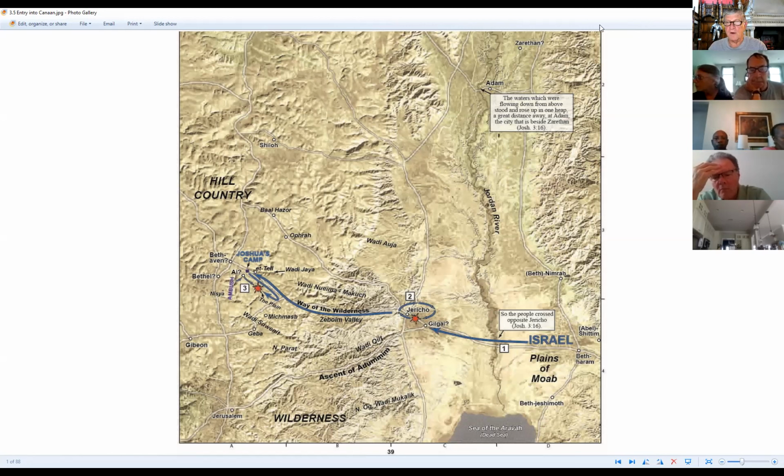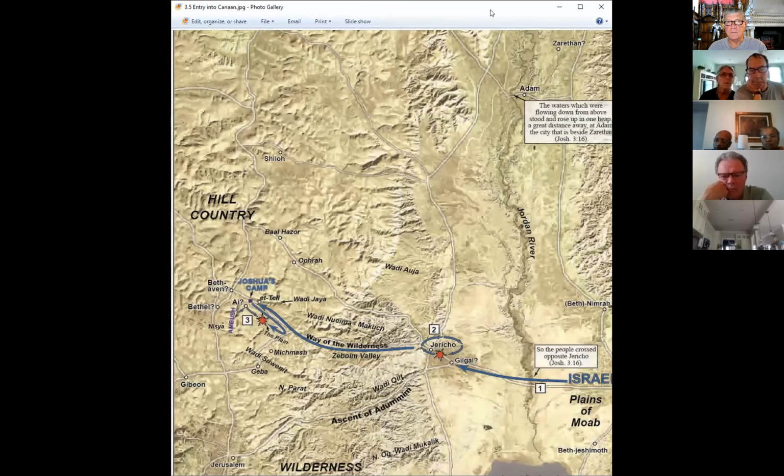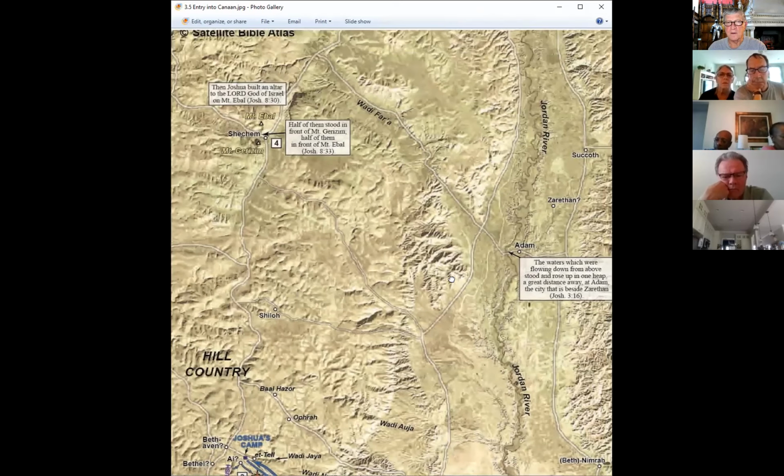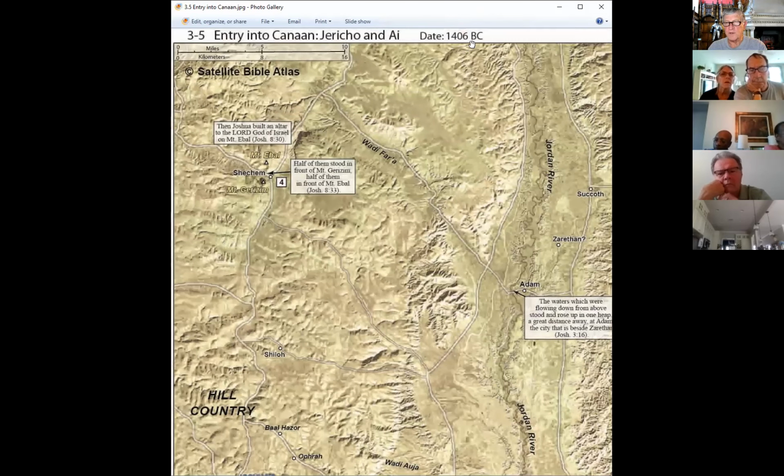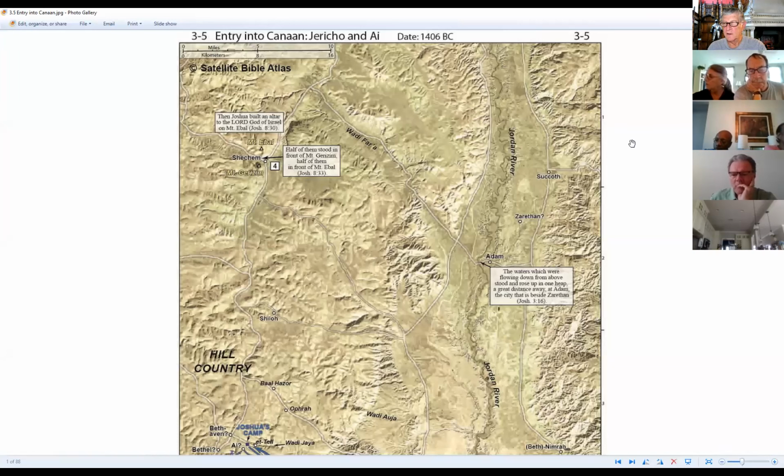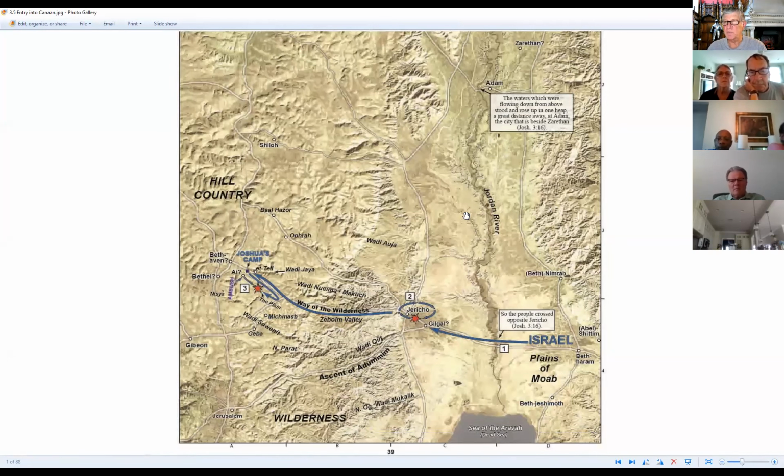We're dealing with a time frame now of 1406, as you can see there. That's where we are chronologically, 1406 BC. Jericho was here some 5,000 years before Joshua, if you can imagine that.